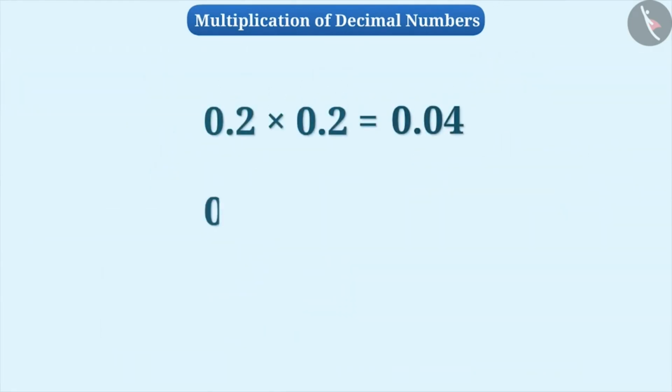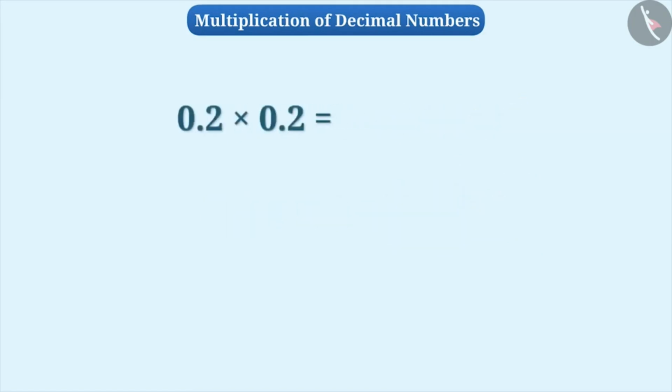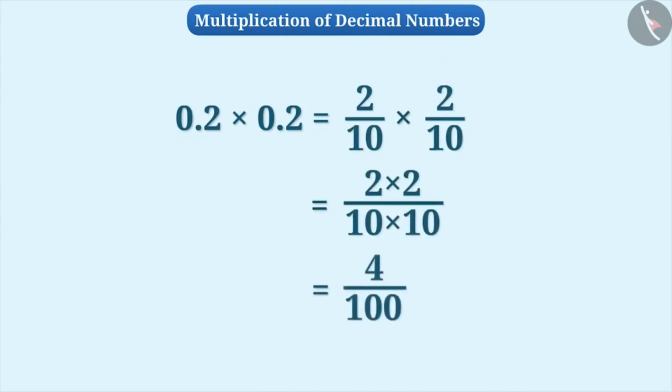Now you must have understood that 0.2 multiplied by 0.2 is not 0.4, but it is 0.04. In this way, we have obtained a method for multiplication of two decimal numbers where we represent the decimal numbers in the form of fractions and then multiply them and represent the answer in decimal form. That means 0.2 multiplied by 0.2 is equal to 0.04.